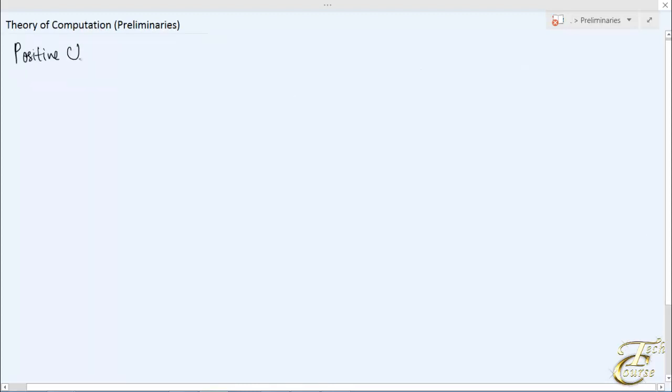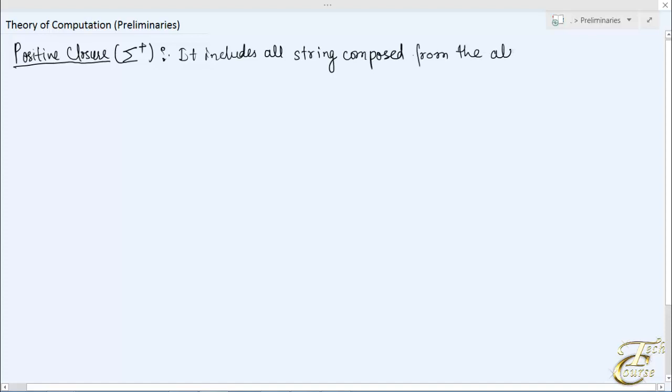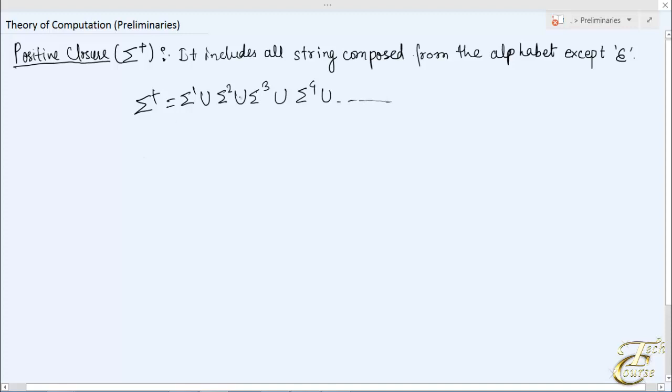Now the next term is positive closure, which is denoted by sigma power plus. It includes all strings composed from the alphabet except epsilon. That means it includes all the strings having any length except length 0. So we can write sigma plus equals sigma power 1 union sigma power 2 union sigma power 3 union sigma power 4 union, and so on. So notice here that sigma power 0 is excluded, that is, epsilon is not included.